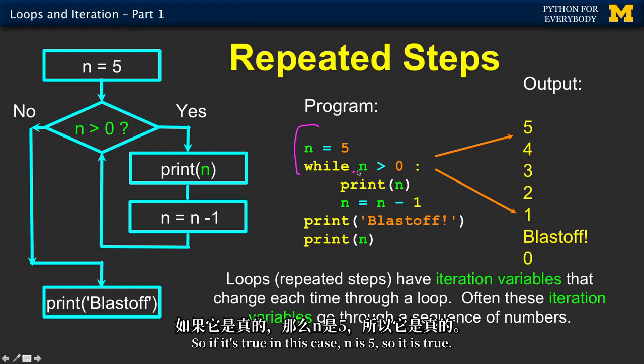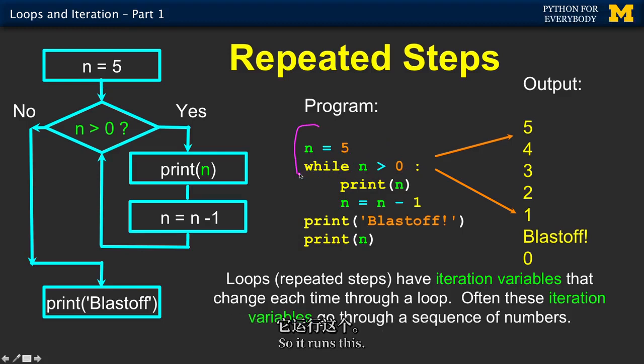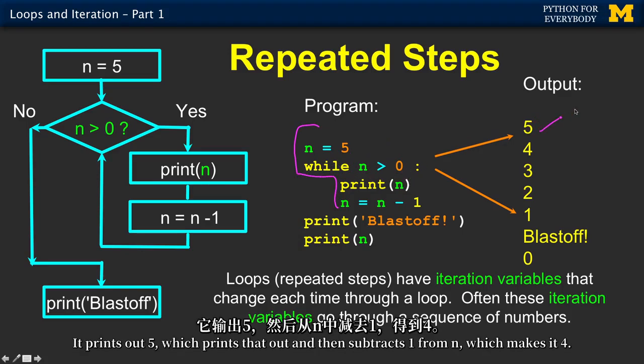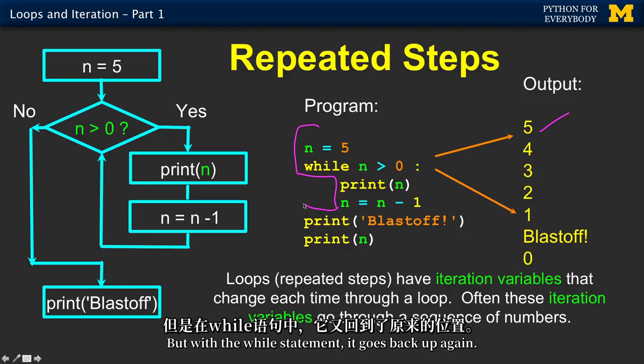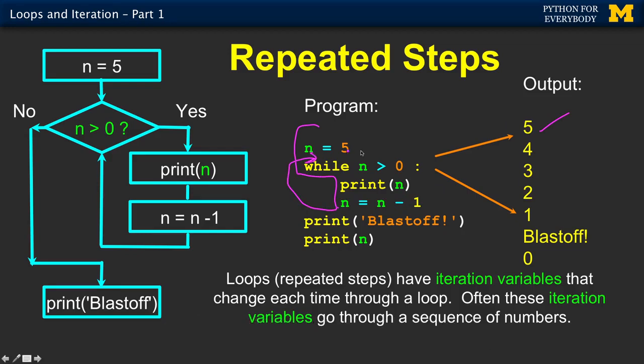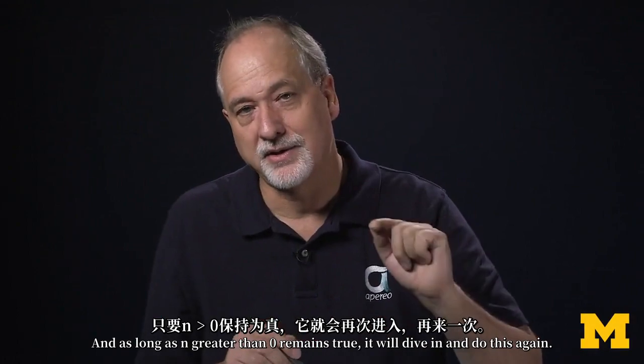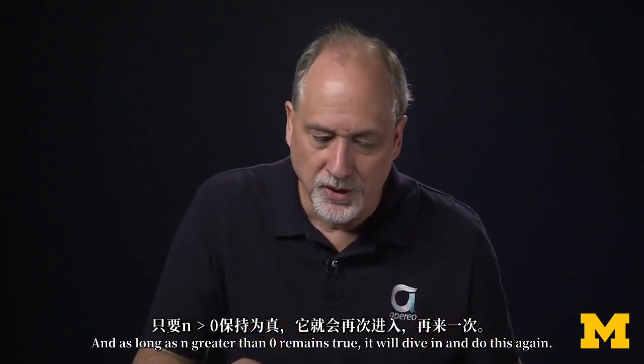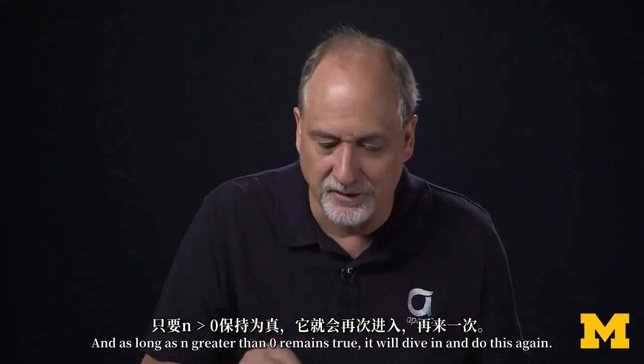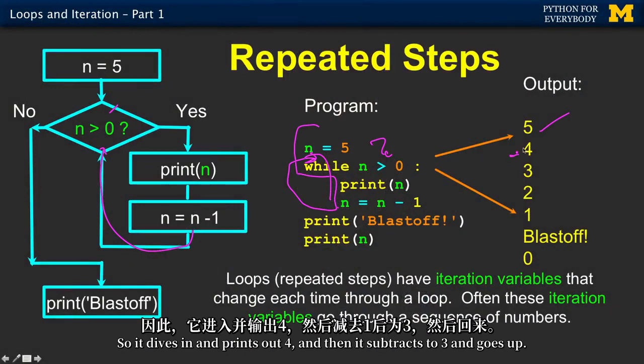So if it's true, in this case, n is 5, so it is true, so it runs this. It prints out 5, and then subtracts 1 from n, which makes it 4. But with the while statement, it goes back up again, and it rechecks the question. And as long as n greater than 0 remains true, it will dive in and do this again. So it dives in and prints out 4. And then it subtracts to 3, goes up.